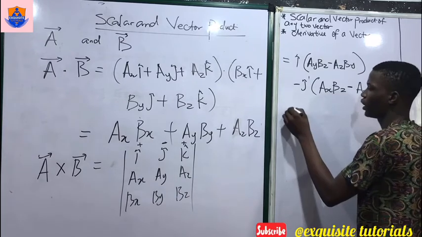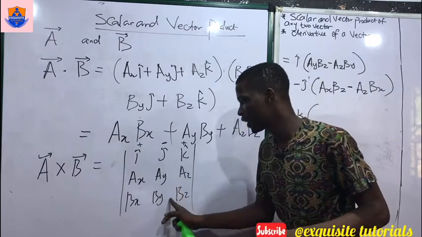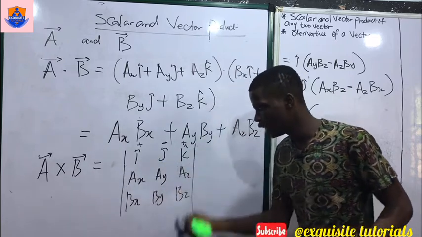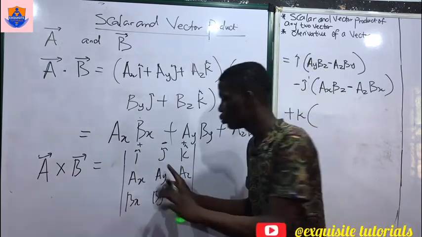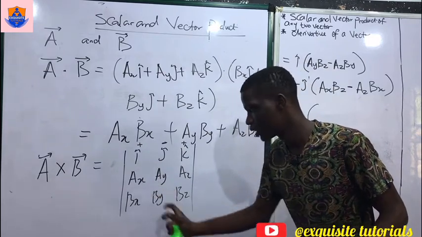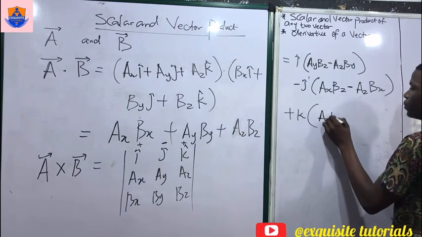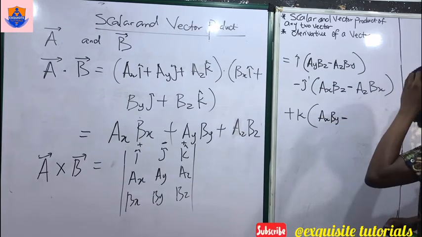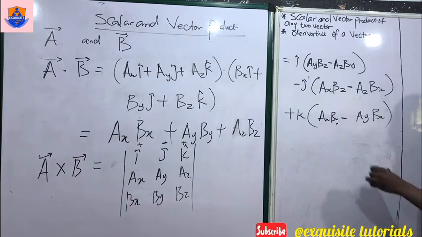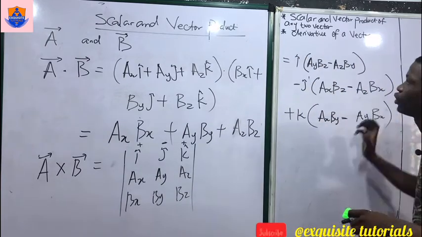Then for the last one, my K value. You are going to make this part hidden now. The K part is like you doing an L towards that part. So what will remain is just this part now. If we are trying to get the determinant for this part, it will be AX BY minus AY BX. So this is normally the cross product of any two vectors.